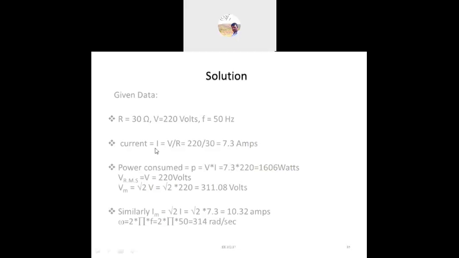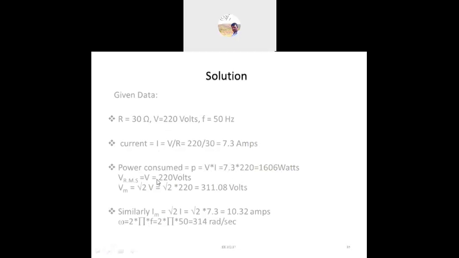So current is equal to V by R. The circuit has only resistance, so V by R is equal to 220 by 30, which gives 7.33 amperes. Power consumed is equal to V into I. So power in the resistor is P equals V into I, which gives 1606 watts.